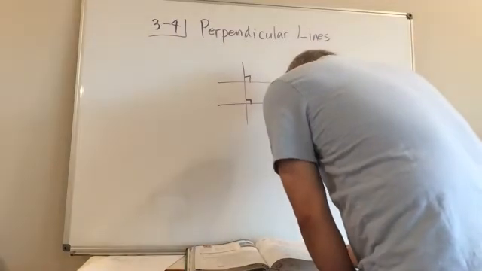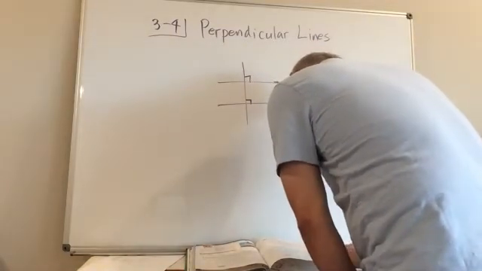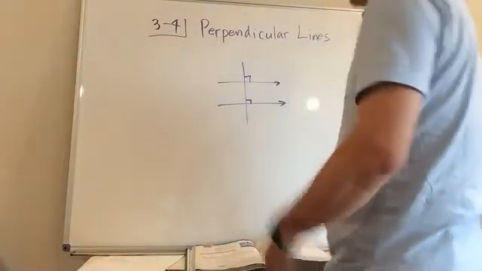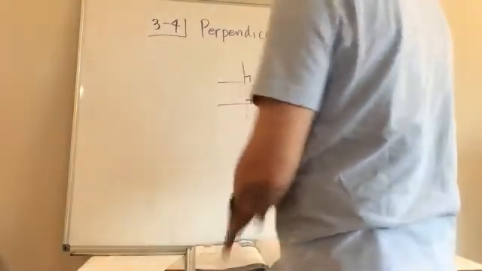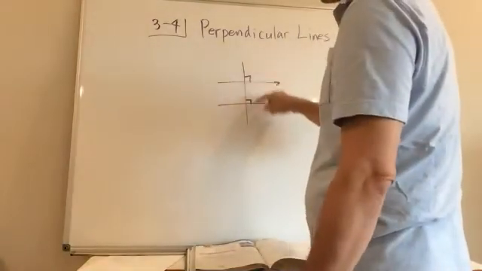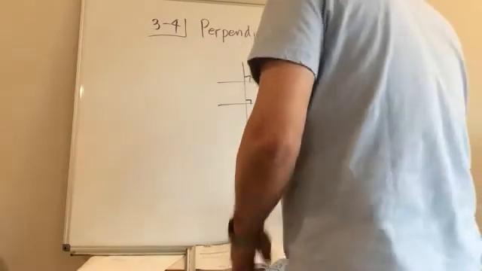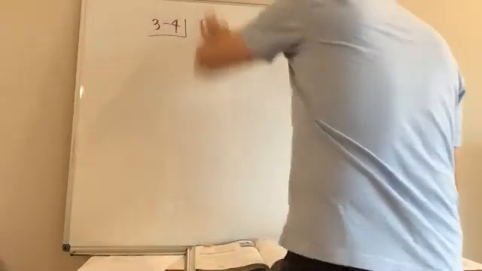3.4.3, if two coplanar lines are perpendicular to the same line, then the two lines are parallel to each other. Okay, that's just the exact converse, right? If I do this and these two are 90 degrees, that means that these have to be parallel. Okay, so that's that. We kind of did the proof already, so I don't have to do that. Let's go to example number 2.